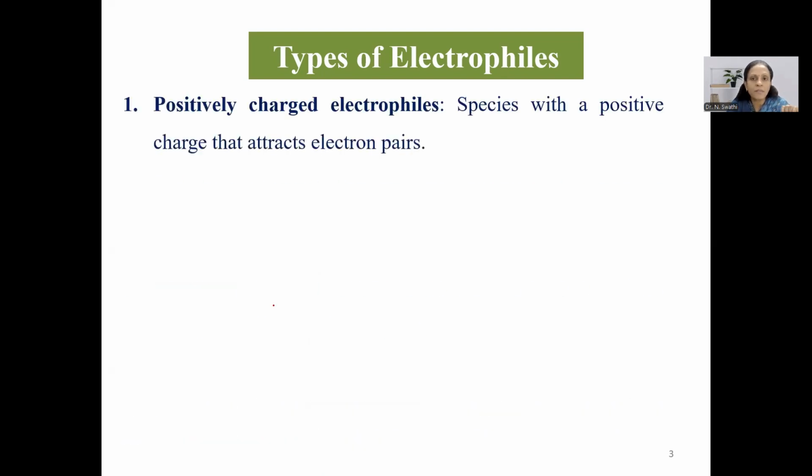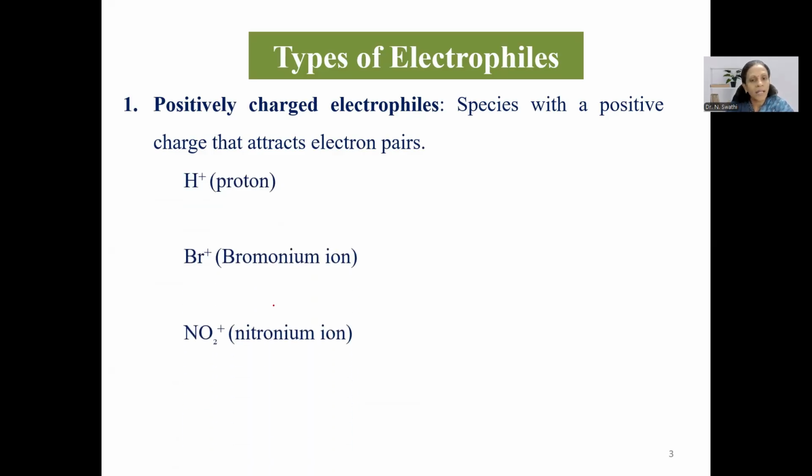There are three types of electrophiles, and the first type are known as positively charged electrophiles. Because electrophiles are electron deficient, some of them possess a completely positive charge. The examples include proton, bromonium ion and nitronium ion.